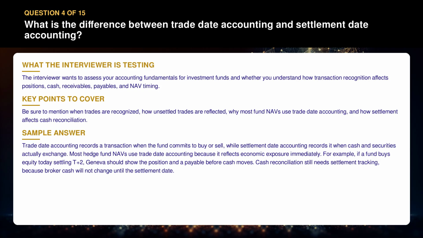Trade date accounting records a transaction when the fund commits to buy or sell, while settlement date accounting records it when cash and securities actually exchange. Most hedge fund NAVs use trade date accounting because it reflects economic exposure immediately. For example, if a fund buys equity today, settling T plus 2, Geneva should show the position and a payable before cash moves. Cash reconciliation still needs settlement tracking because broker cash will not change until the settlement date.